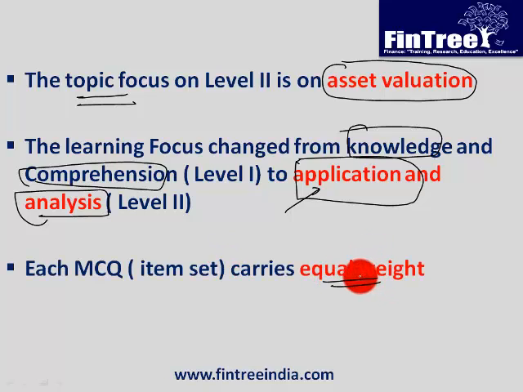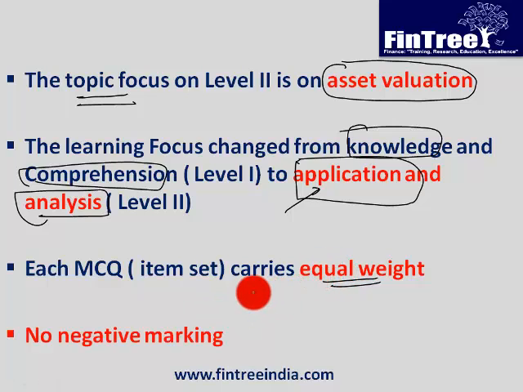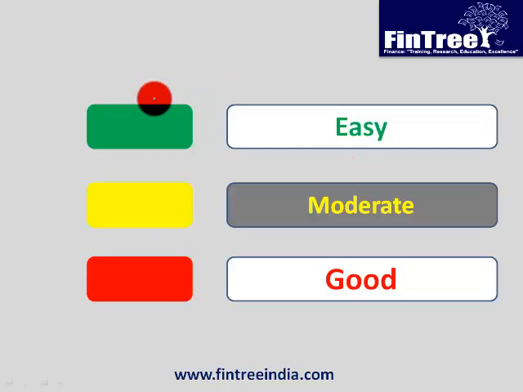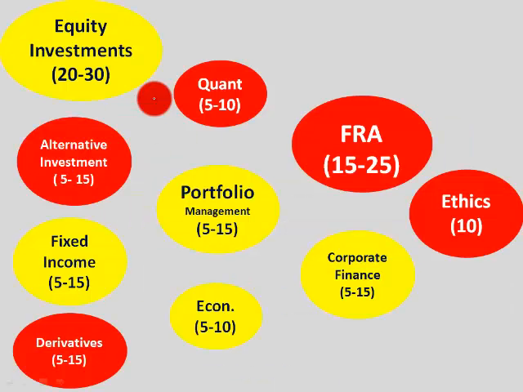Each MCQ is equal weight, same as level 1, no negative marking. So let's go and see subjects and weights here. I've divided them into 3 parts. So the green ones are easy, yellow ones are moderate, and the red ones are good. Okay. So these are the 10 subjects that we have.